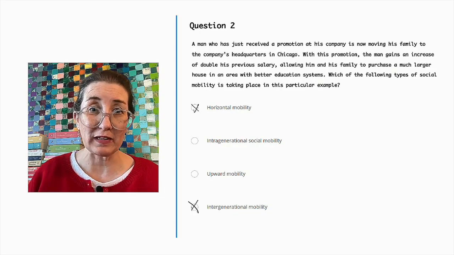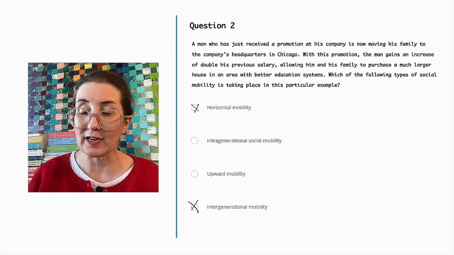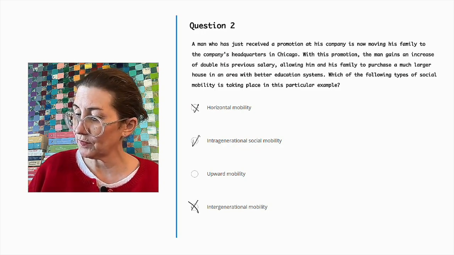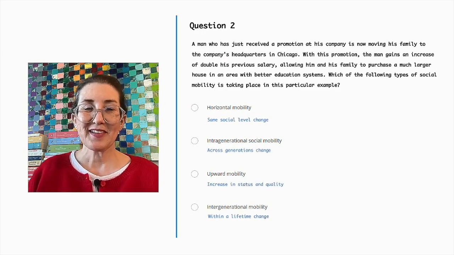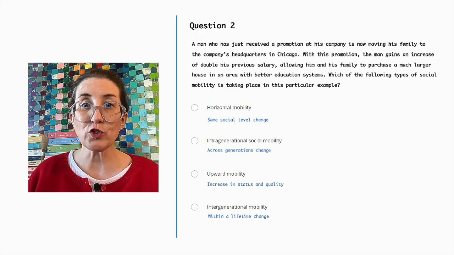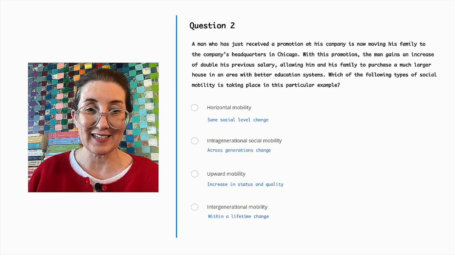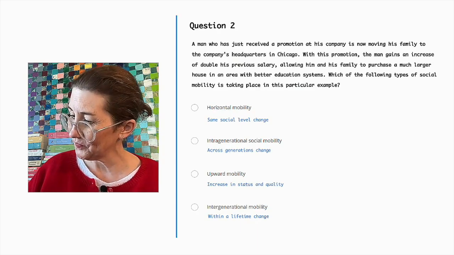Intragenerational social mobility describes changes in social status within an individual's lifetime, but is less specific than the correct term. The best and correct term here is upward mobility, which refers to an increase in social status, income, and quality of life as described in this scenario.